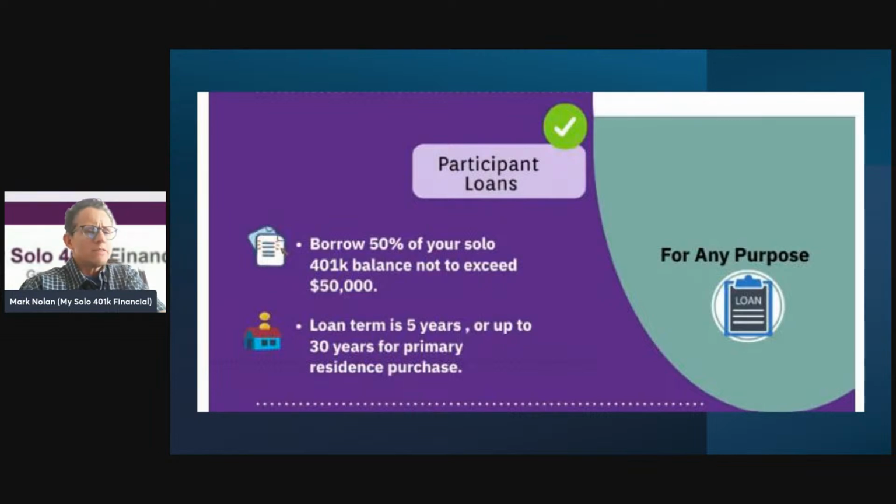The loan term is typically 5 years if you use the funds for any purpose. On the other hand, if you decide to use those funds towards the purchase of your primary residence, then the loan can be extended to 15 years, even 30 years. So you make payments monthly or quarterly over a 5-year period, or over a 30-year or 15-year period if it's for your primary residence. So there's that 15 and 30-year exception if the funds are used towards the purchase of your primary residence.